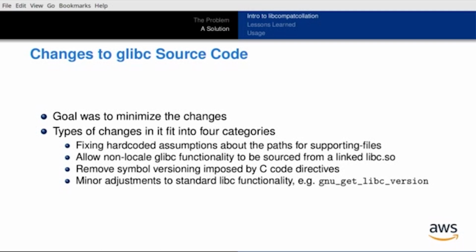glibc has a bunch of hard-coded assumptions about paths for various files. In order to have an alternate set of files, and by the way, this is written so that you could potentially have multiple versions of this compatibility RPM installed simultaneously, anticipating this whole multi-lib thing, each locale data directory ends up with a version tag in the directory name. Basically all those hard-coded paths get passed in as defines during the build of glibc. That has to be fixed. And there's a couple of places where there really were hard-coded things.